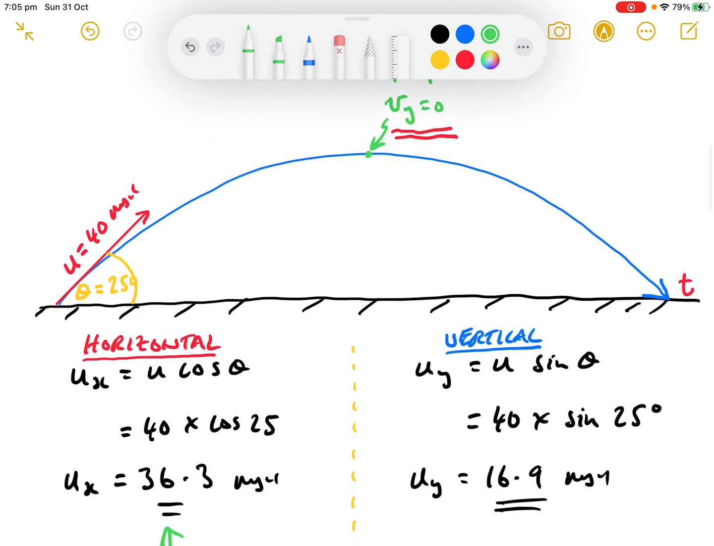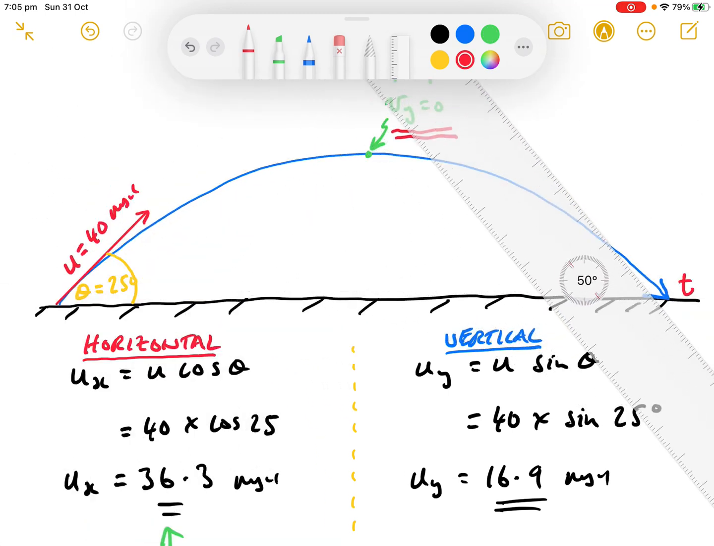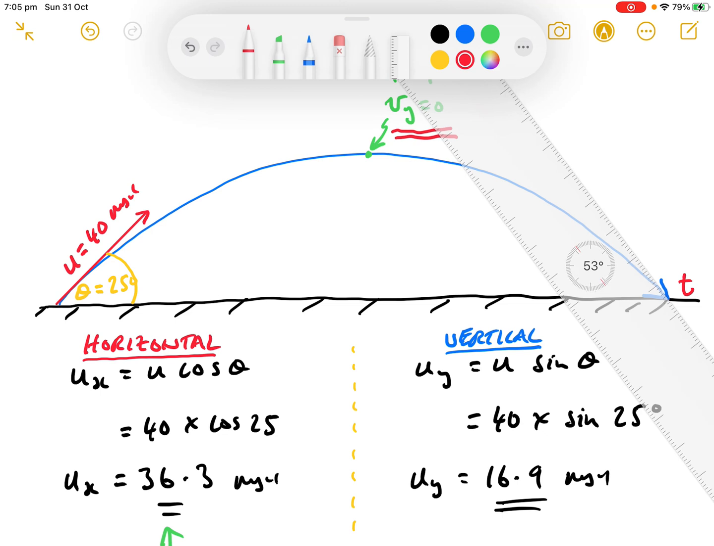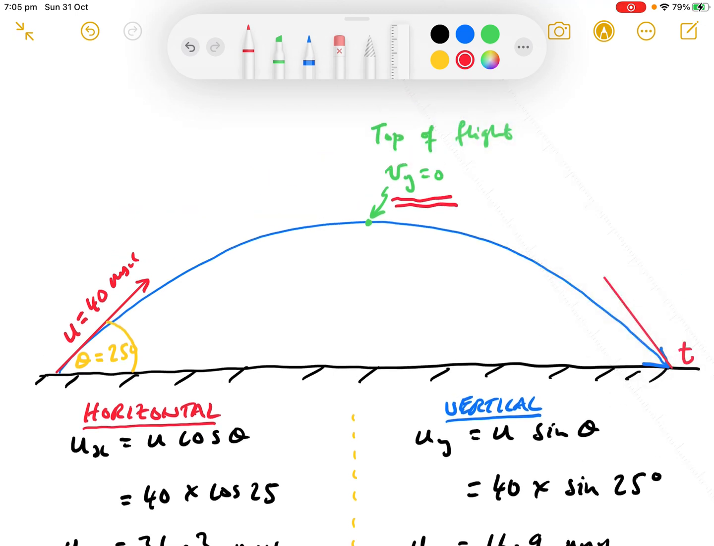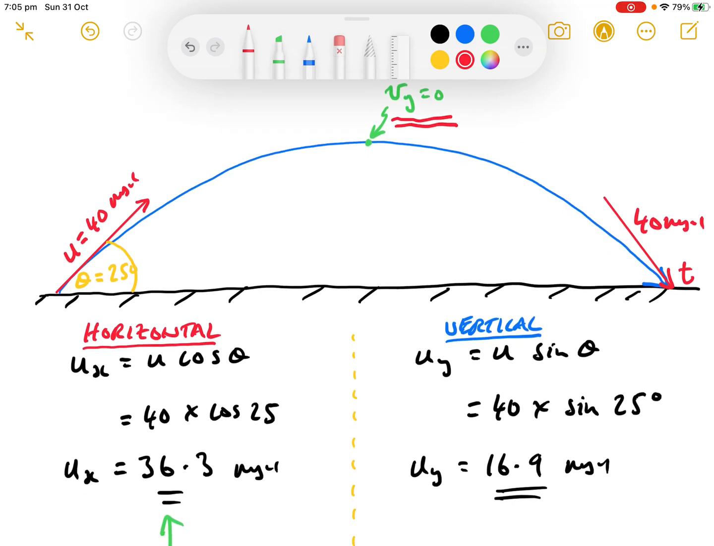Well, going back to our diagram, you saw earlier that it was launched at 40. I said that in the question at 25. And what I'm saying here is that it comes back down by symmetry at 40 meters per second as well. And it must also be at 25 degrees, and that's by symmetry.